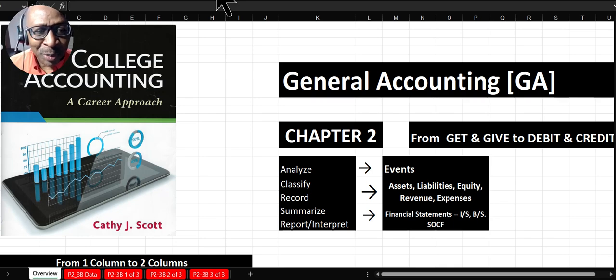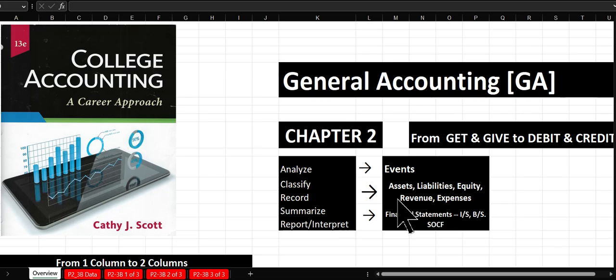Welcome to Chapter 2 in our general accounting journey. We focused on the principle of get and give as we tried to analyze transactions. In Chapter 2, we are going to transition from get and give to debit and credit, and it will be hopefully a very smooth transition. So, here we go.